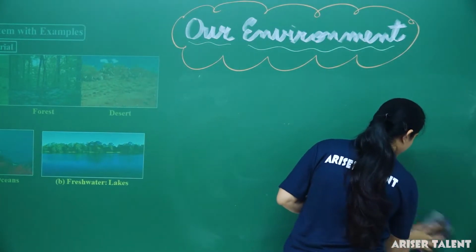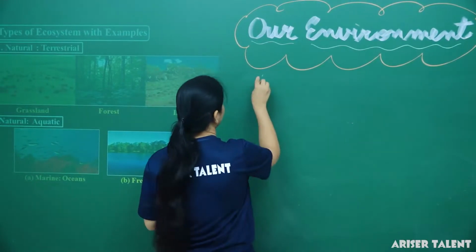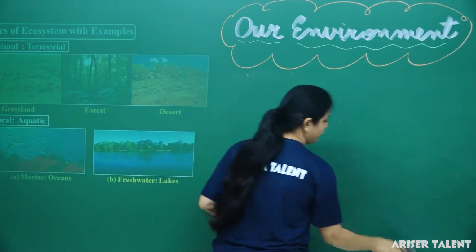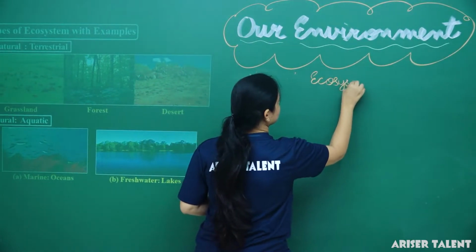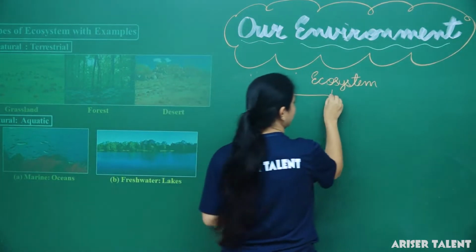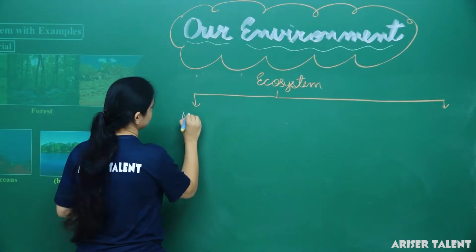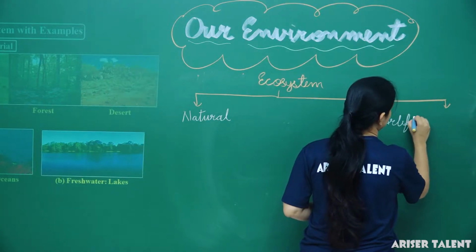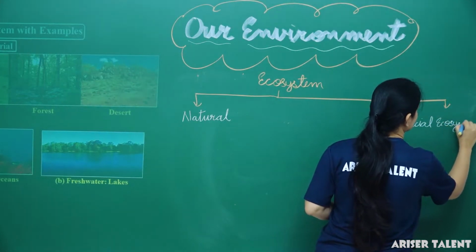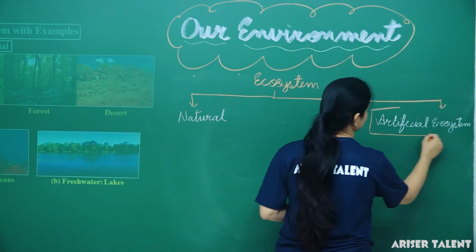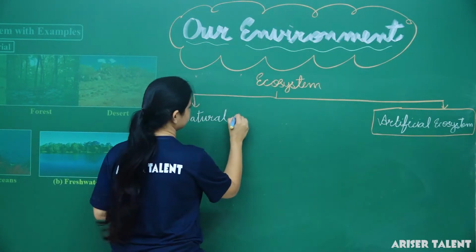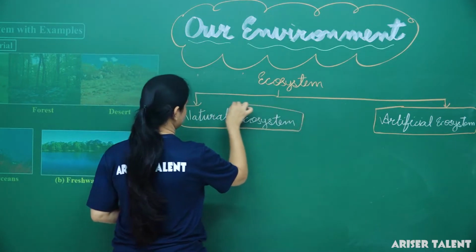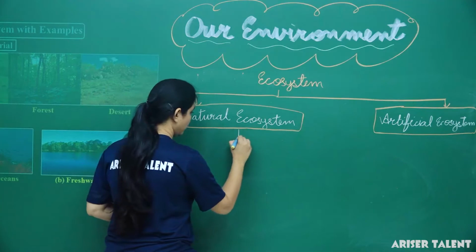So here we can again classify it. Let me draw the classification of natural ecosystem. Number one is ecosystem based on nature. So it is of two types. What are they? Natural ecosystem and artificial ecosystem. Natural and artificial. Okay. Natural ecosystem. Fine. So again natural ecosystem is of two types.